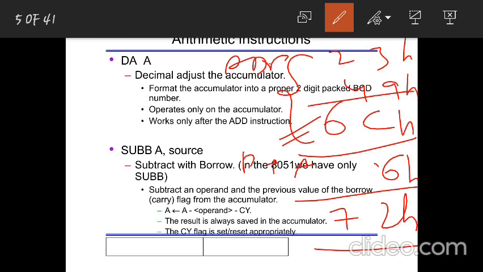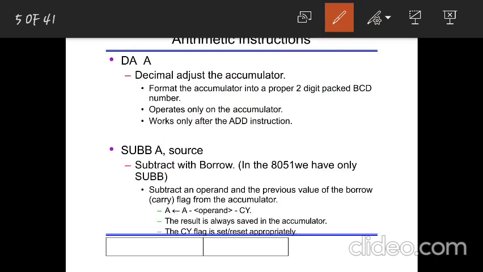As we know, after adding, if the lower 4 bits are greater than 9, then 6 is added to that lower 4 bits result. If the upper 4 bits are greater than 9, then 60 is added, to adjust the result in BCD. And in this all the flags are affected: carry flag, auxiliary carry, overflow OV flag, and so on in the PSW. These flags are affected.